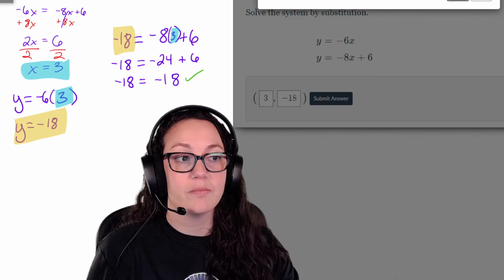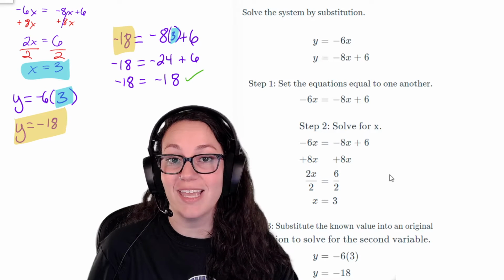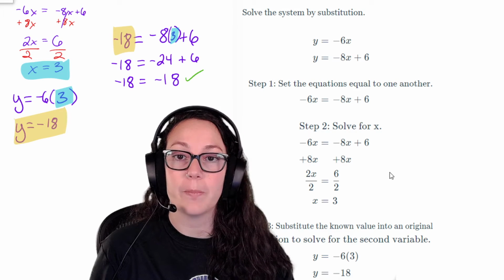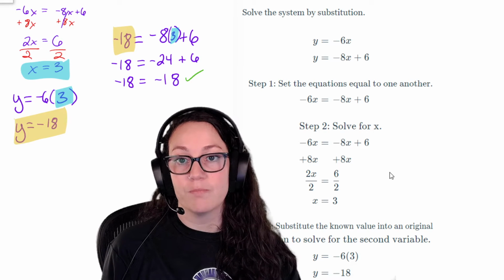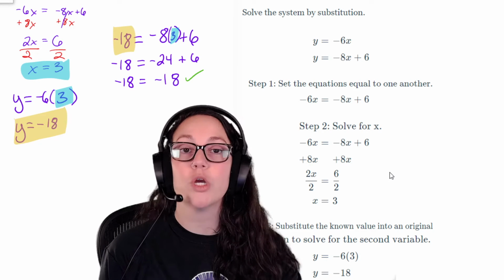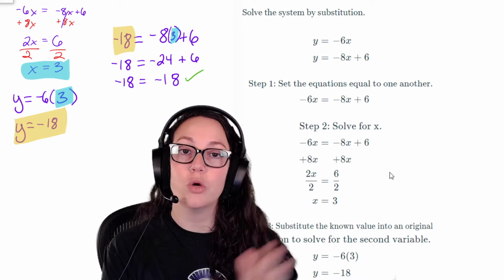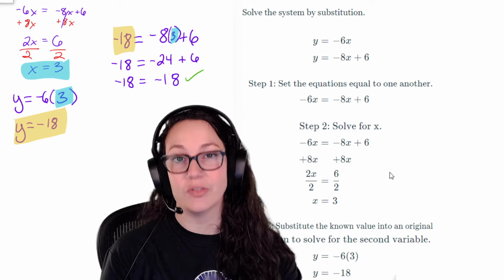Then you'll hit submit. It'll ask, are you sure? You say yes. And there you go. Remember, you need to be writing out all of your work and showing all of your steps, even though the test you're going to take is in Delta Math.